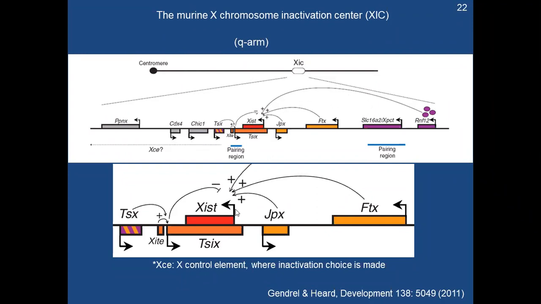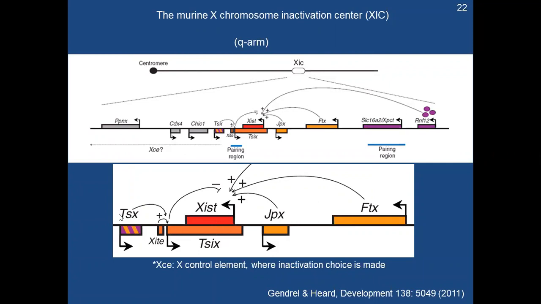Xist is transcribed if JPX, FTX, and RNF12 are present. These are positive influences on Xist. However, there are negative influences. The biggest negative influence is Tsix. If it is transcribed, it is going to inhibit Xist. And you can see how it might inhibit it, because it's even a larger non-coding RNA than Xist, and it's in the opposite orientation. So if you transcribe a lot of this, it's going to pair with Xist and most likely degrade it, or maybe even prevent polymerization.